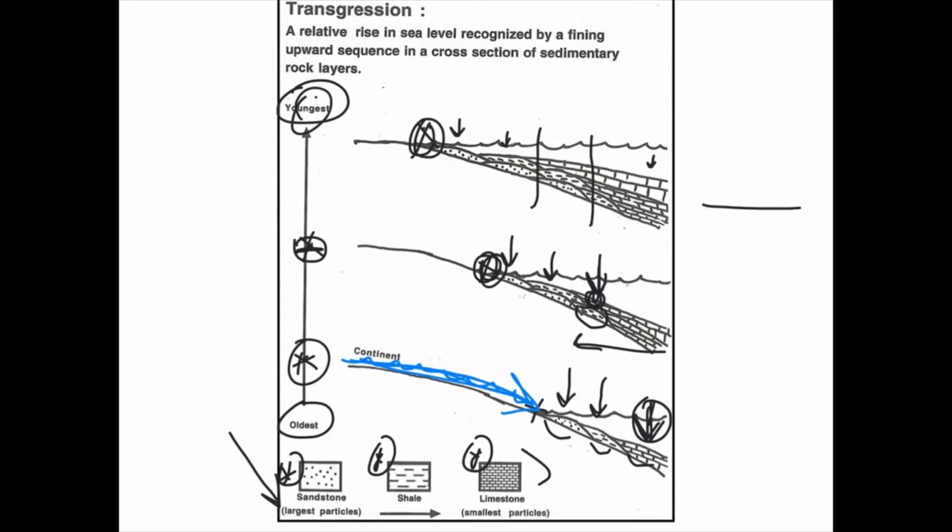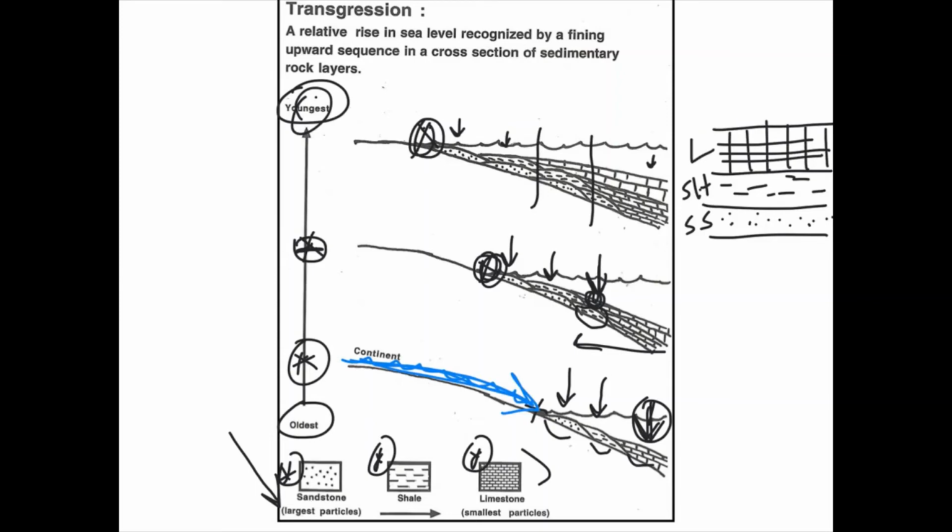Well, I'll zoom it in over here and kind of draw the 3 layers associated with it. What you should notice is that sandstone is on the bottom. In the middle, we have shale, and on the top, we have limestone. Now, why is that significant?